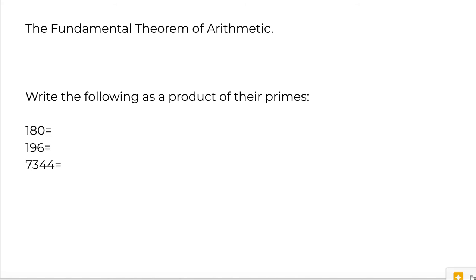So the question, I'll just repeat the question again. You have three numbers: 180, 196, and 7344, and you need to write each as a product of primes. So you write it as 2 times 3 times 5 times 7 in their powers respectively. Try to identify the answer for this. We'll take 20 more seconds.